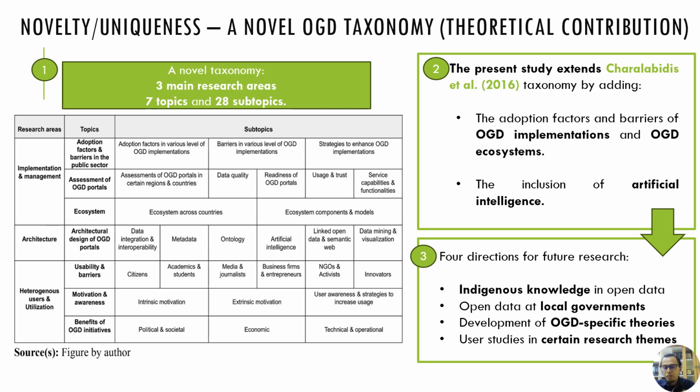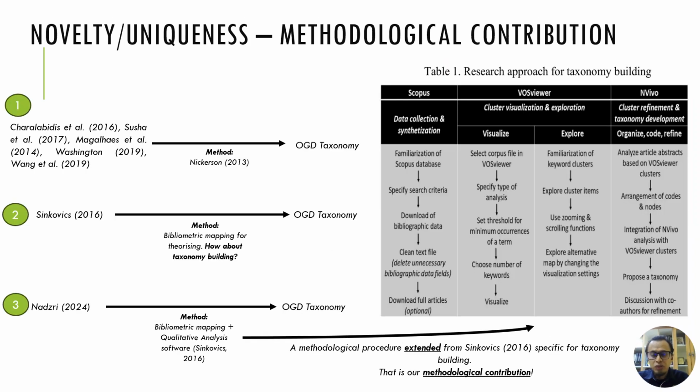From doing that, we found 4 directions for future research. Number 1 is indigenous knowledge. Open data researchers in the future should focus on indigenous knowledge, like the Maori people of New Zealand. And then we should focus on open data at local government, development of OGD studies, and other studies in certain themes like corruption, for example, how open data can be used to reduce corruption.